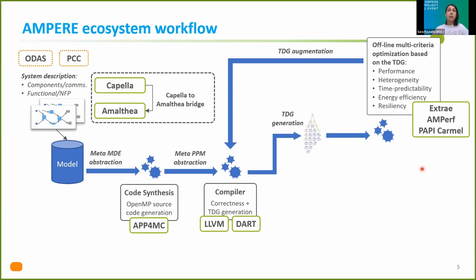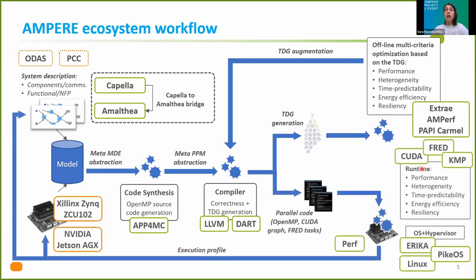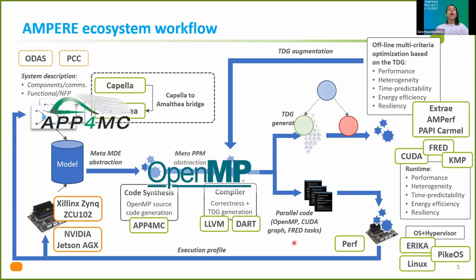And the compiler, besides this task dependency graph, also generates, of course, the binaries that are executed in the parallel platforms through different parallel runtimes, including the OpenMP one of LLVM, which is KMP, CUDA for the GPU, and Threads for the FPGA. And then we work with different operating systems depending on the platform and the hypervisor that allows to target safety. So I'm going to focus on three different components, which are the APP4MC platform, in particular the Amalthea models that are described in this framework, then OpenMP, and the task dependency graph representation that we get out of task-based programs using OpenMP.